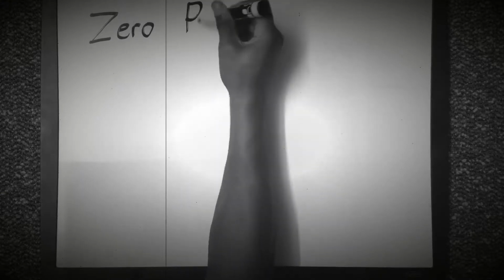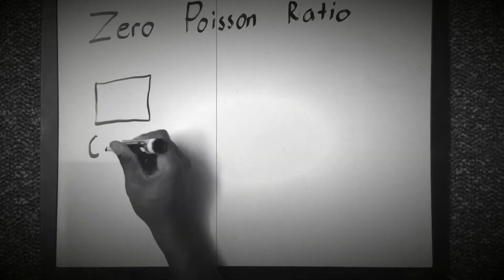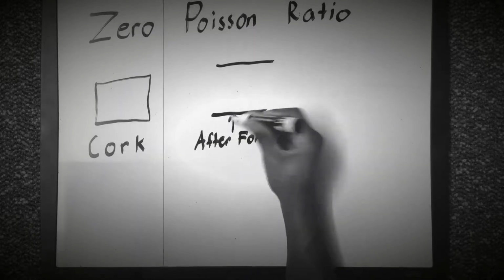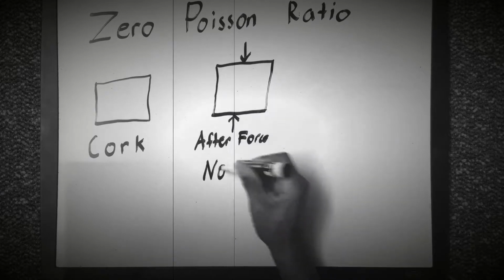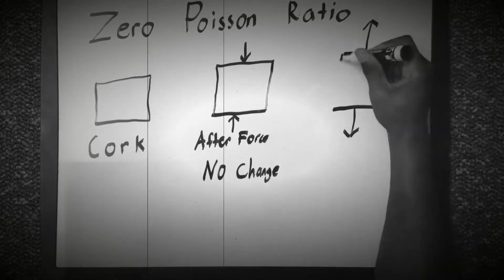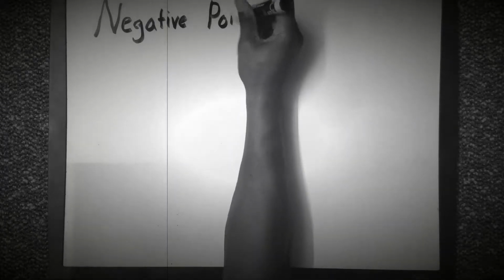A 0 Poisson's ratio material features a lateral strain value of 0 regardless of the direction of the axial force. Taking a 0 Poisson's ratio material and applying an axial load will result in no lateral deformation of any kind. Some materials naturally have a 0 Poisson's ratio and experience this behavior. An example includes cork.